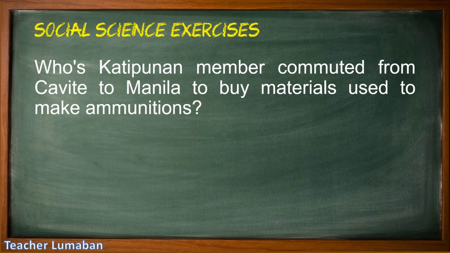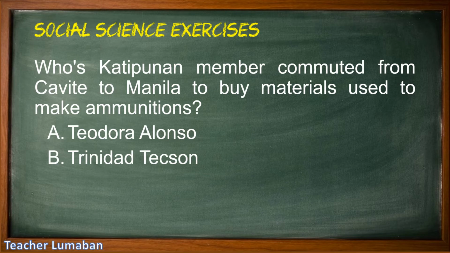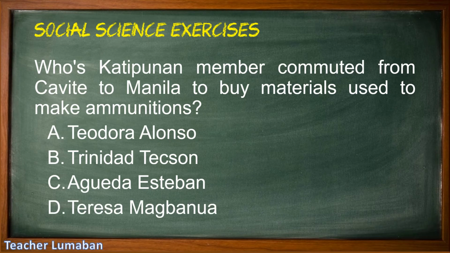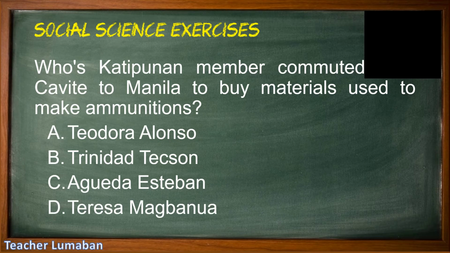Which Katipunan member commuted from Cavite to Manila to buy materials used to make ammunitions? Letter A. Teodoro Alonso. Letter B. Trinidad Tecson. Letter C. Agueda Esteban. Letter D. Teresa Magbanua. Please choose the suitable answer to the following choices in 5 seconds.